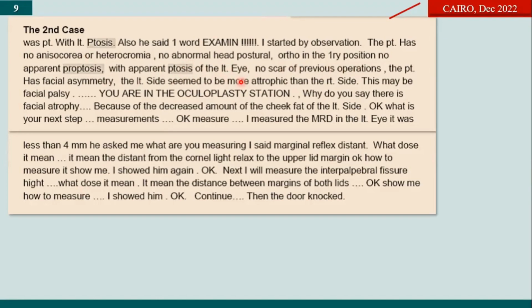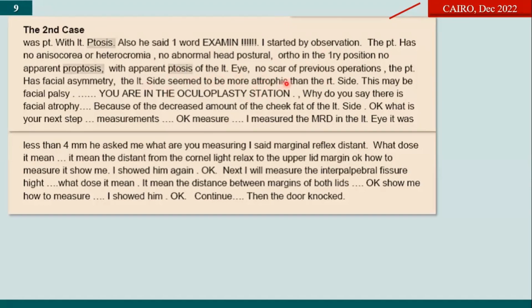As you can see here, the candidate mentioned a lot of things. He showed knowledge. But this candidate was also surprised by the one-word instruction, examine. So don't be surprised if the examiner is tough, stiff, and says examine, okay? And you always start by observation. We usually say ptosis on the left side. We don't say ptosis of the left eye. Ptosis is something related to the eyelid, so ptosis of the left eyelid. Okay, keep going.